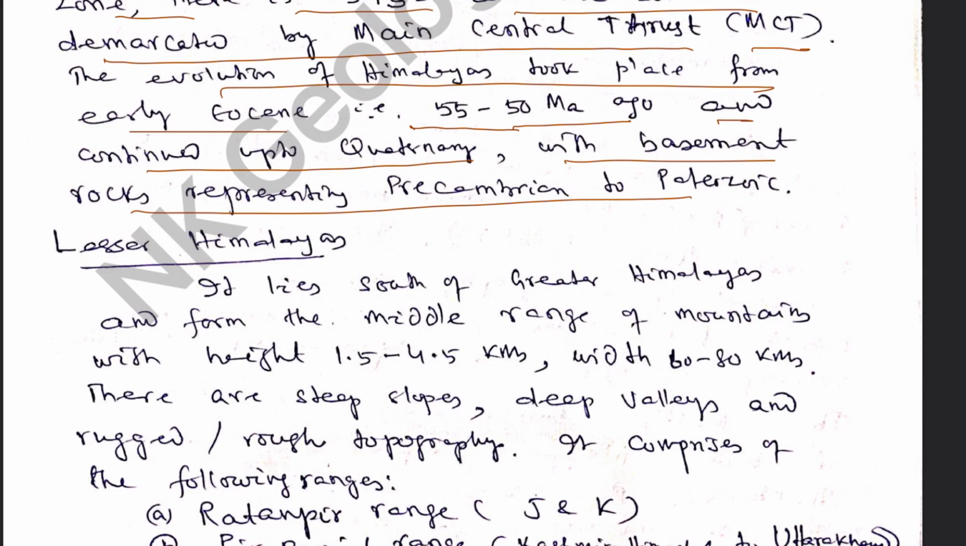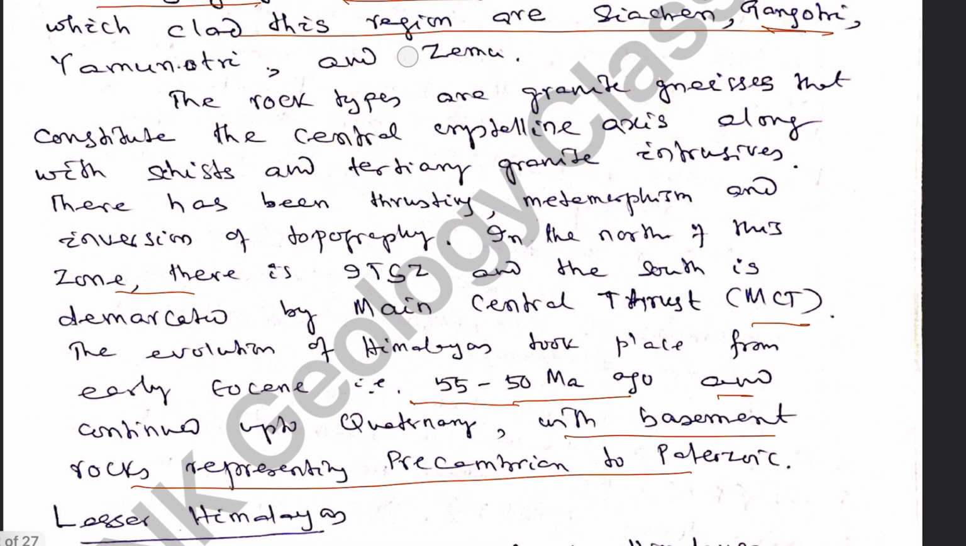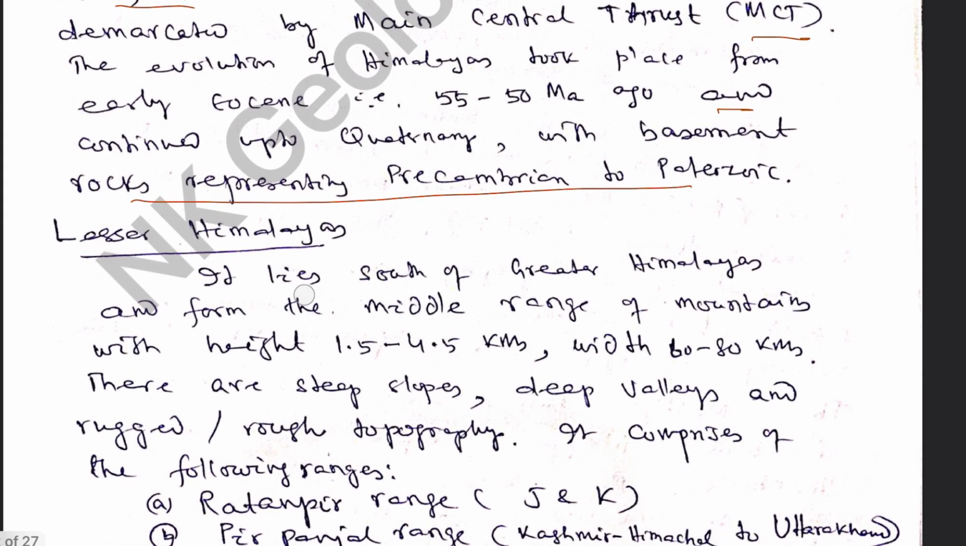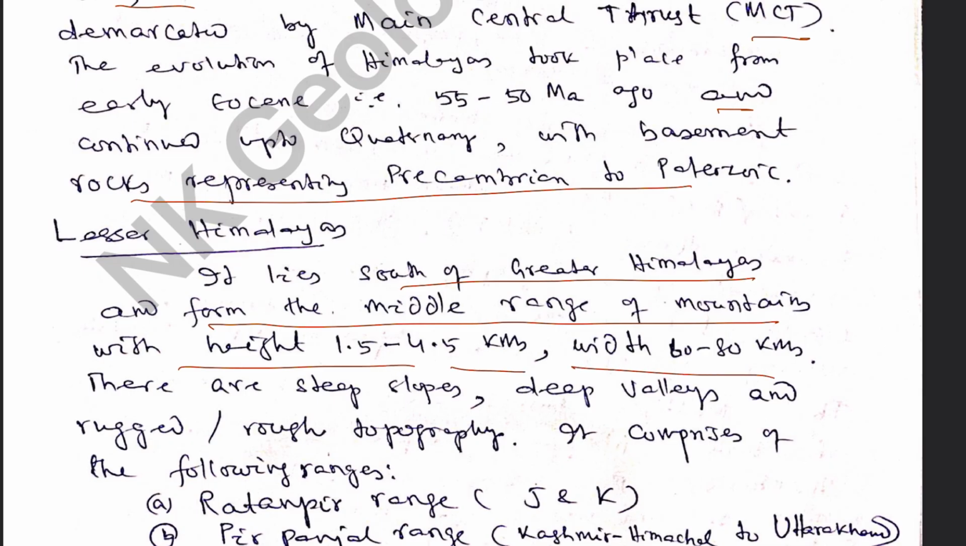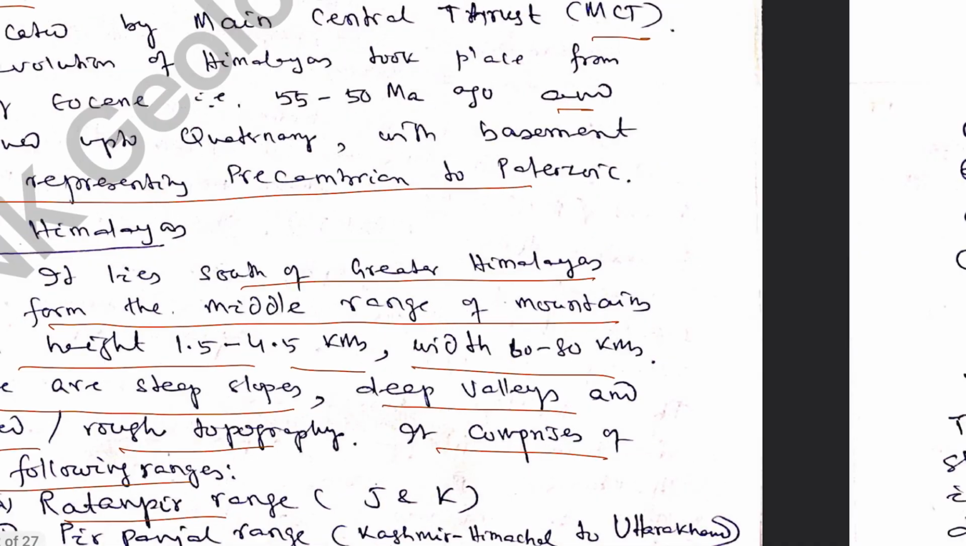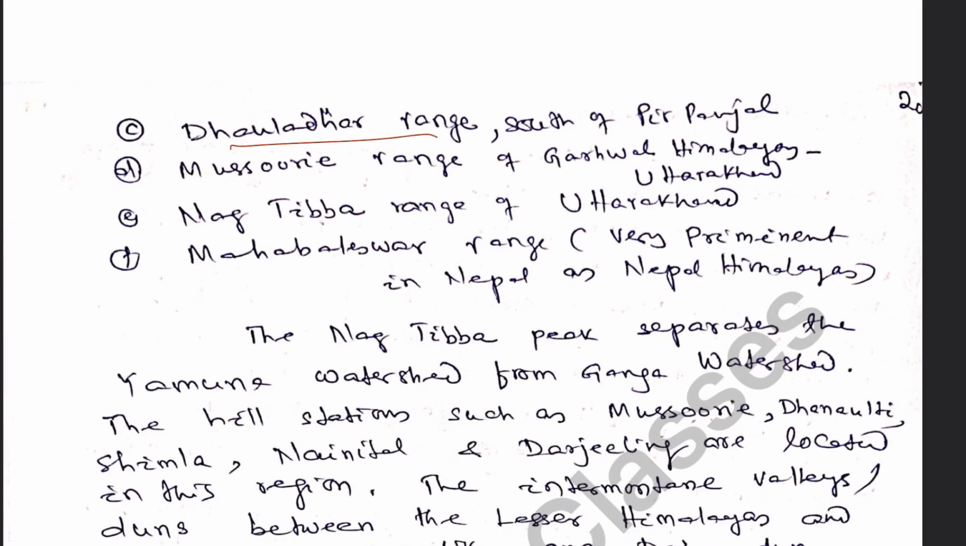To the south of the central Himalayan zone, the Himadri, lie the Himachal or the Lesser Himalayas. They lie south of the Greater Himalayas and form the middle range of the mountains, with a height of 1.5 to 4.5 kilometers and a width of 60 to 80 kilometers. There are steep slopes, deep valleys and rough topography. It comprises the Ratanpur range, Pirpanjal range, Dhauldhar range, Mussoorie range, Nagtibba range, and the Mahabharata range, which is in Nepal. These are the major ranges that constitute the Lesser Himalayas.